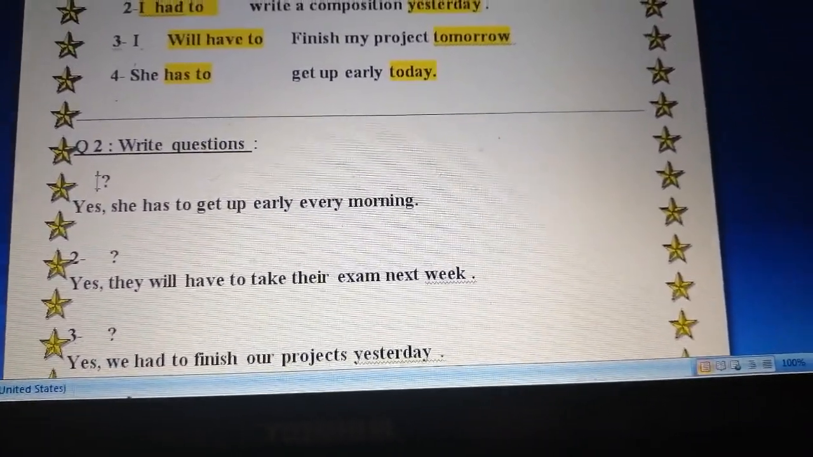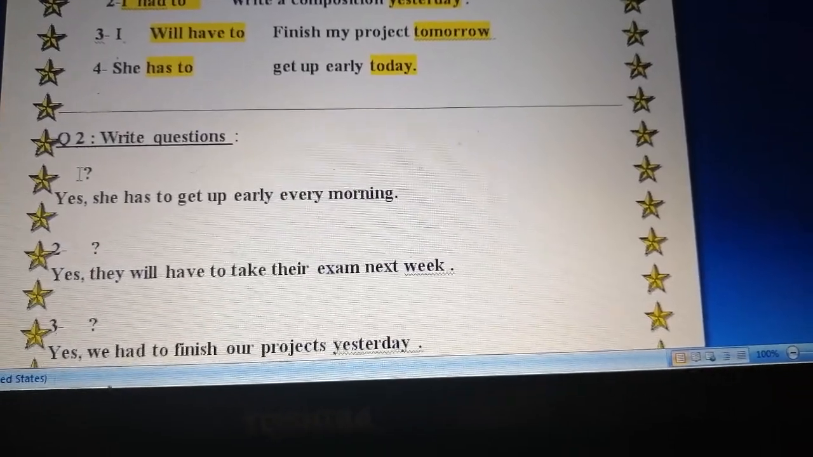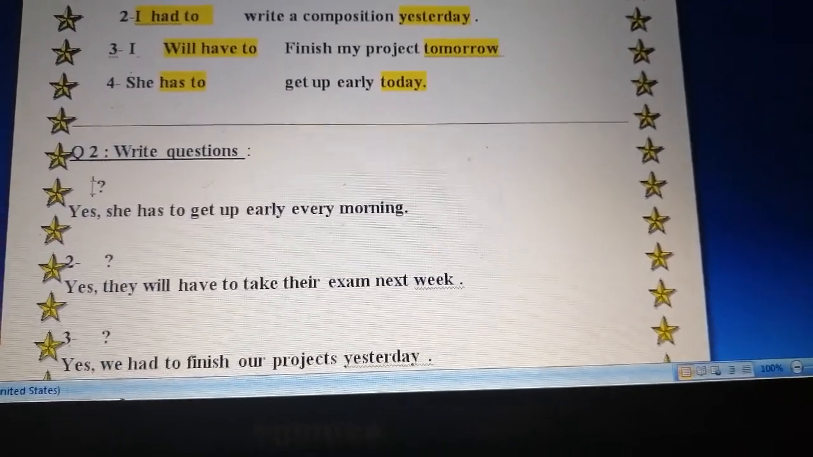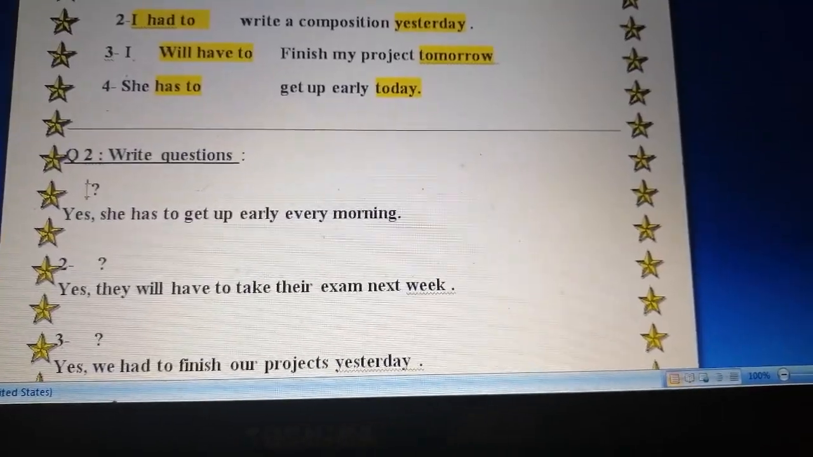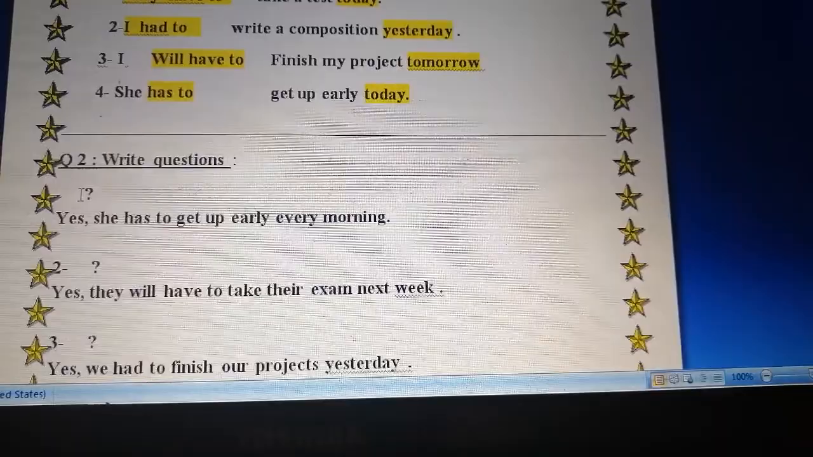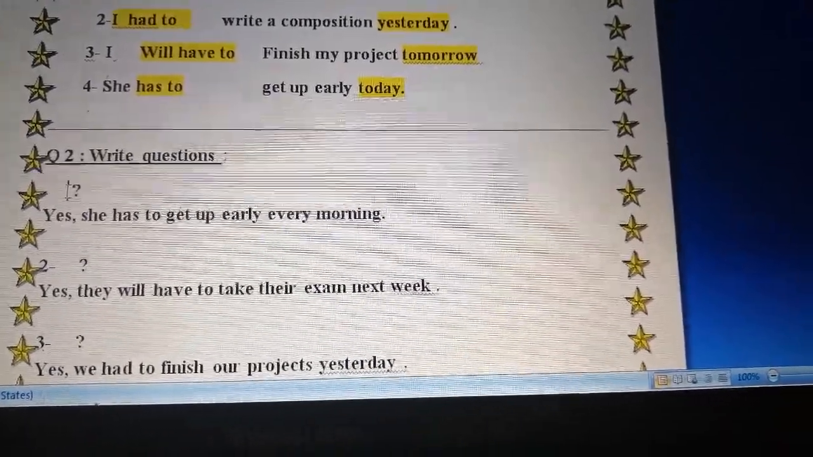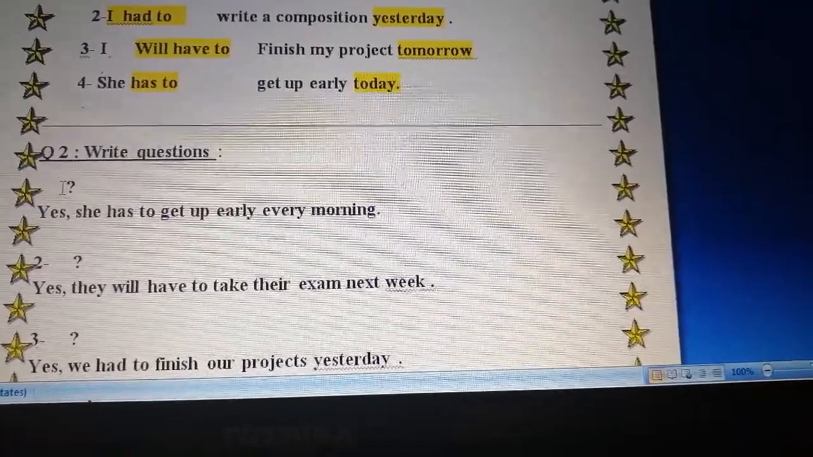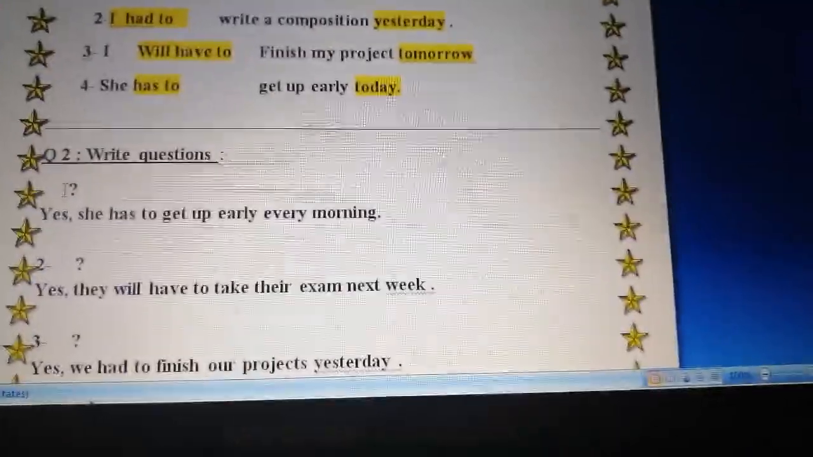She has to get up early every morning. The words "every morning" and "has to" tell me it is present tense. For a present question, what do we use? We use do or does. Where can I put them? At the beginning. Do I use do or does, according to what? Excellent. According to the subject.